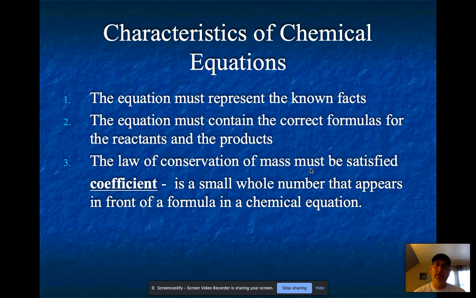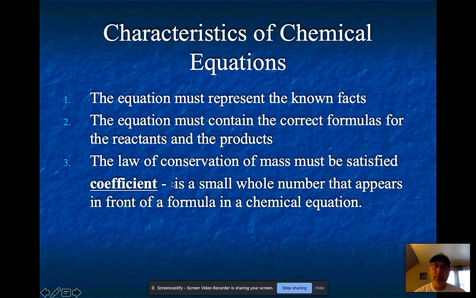So what do chemical equations have? Well, here are some of the characteristics. They have to represent the known facts. They have to contain the correct formulas of the reactants and products. So that's really what we did in the first section of chapter 7. We learned how to write those formulas. And you must satisfy the law of conservation of mass. So that's where these coefficients are going to come into play.